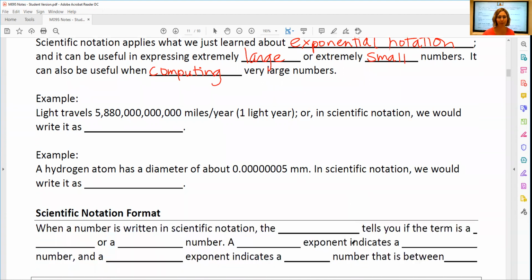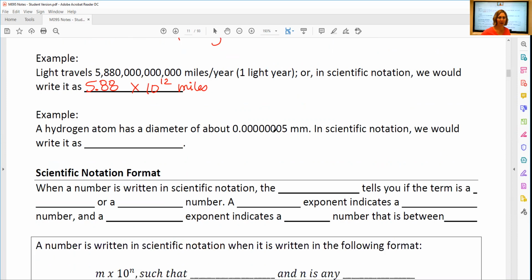So for example, we're not going to go into the why yet because that's coming in the lesson. But if we were talking about how fast light travels, instead of having to write out that very large number every single time, we could just write it as 5.88 times 10 to the 12th miles. And so it would be a much smaller, condensed number to write.